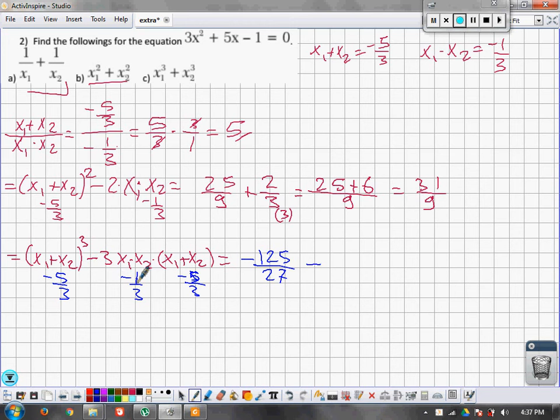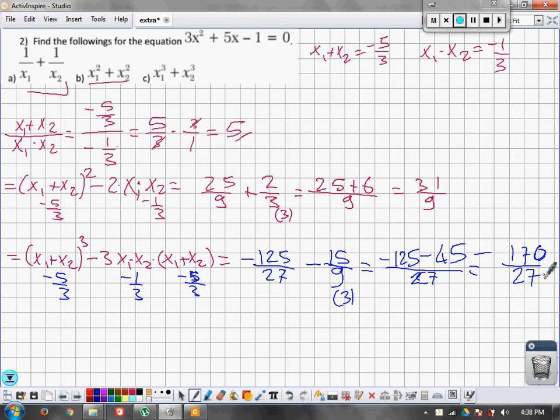After that, 3 times 1, 3 times 5, 15 over 3 times 3, 9. To make it the same with 27, multiply by 3. 3 times 15 will be minus 125 minus 45 over 27. So 5. These have the same line, so we will add them. 5, 10, 2, 4, 6, plus 1, 7, 170 over 27, and finished.